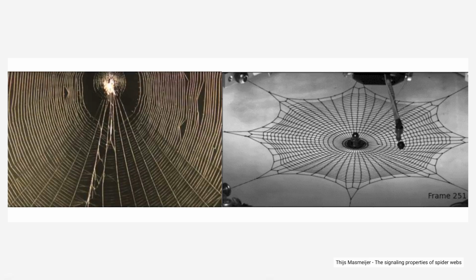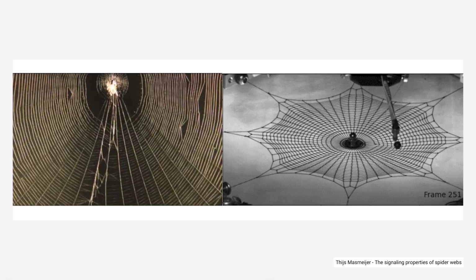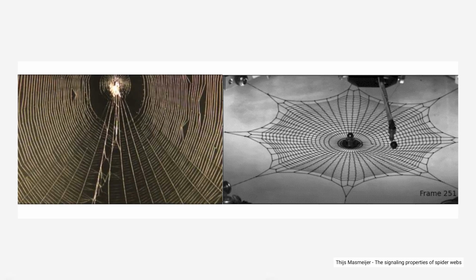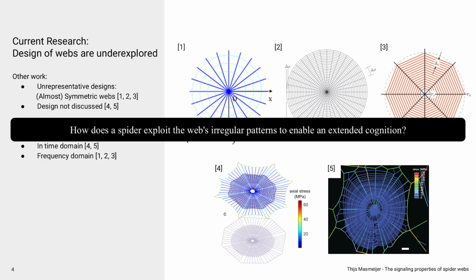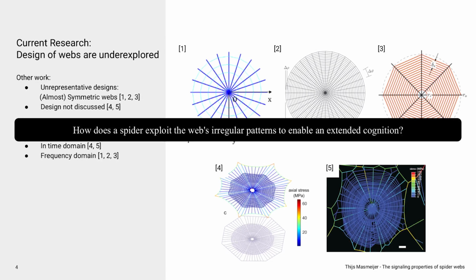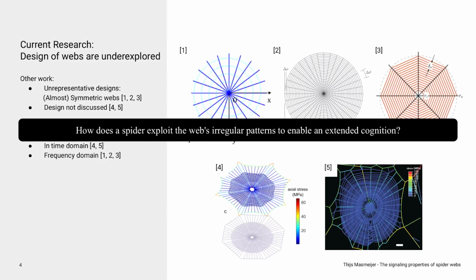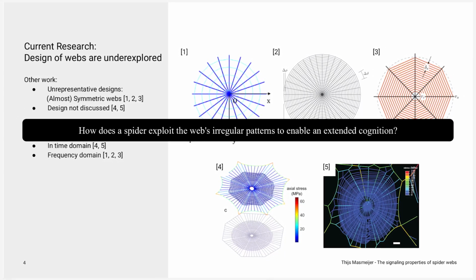But this is from a biology paper, and they're not thinking about what implications that has on design and on sensing. They just make observations from nature. And then when we read that from an engineering standpoint, we really thought, okay, we should start looking at what makes a spider web an extended cognition of the spider's brain. And then, yeah, that's the start of it.